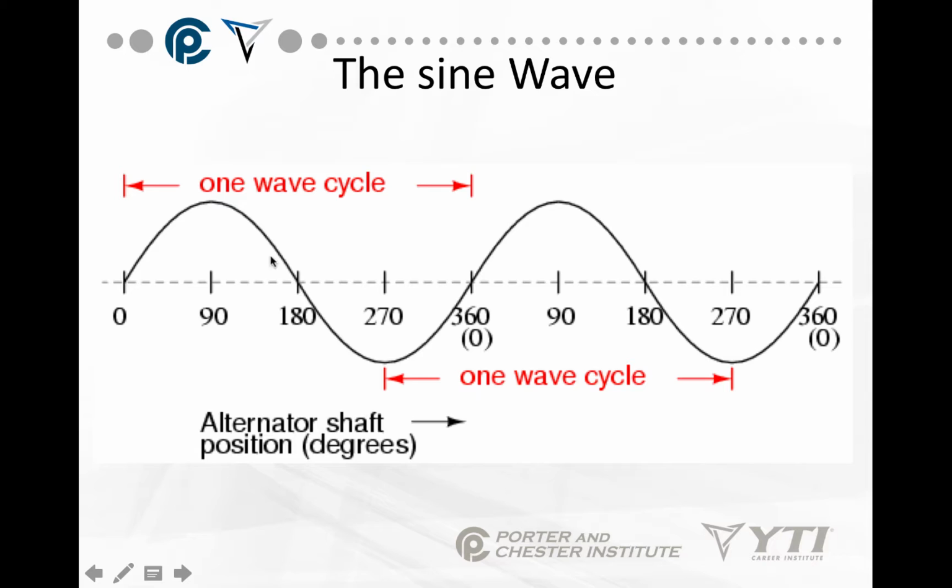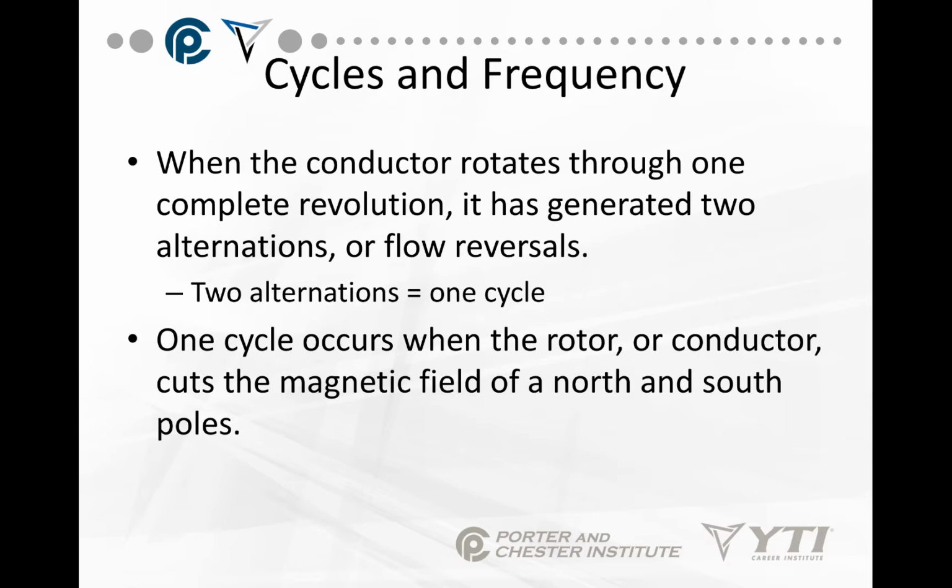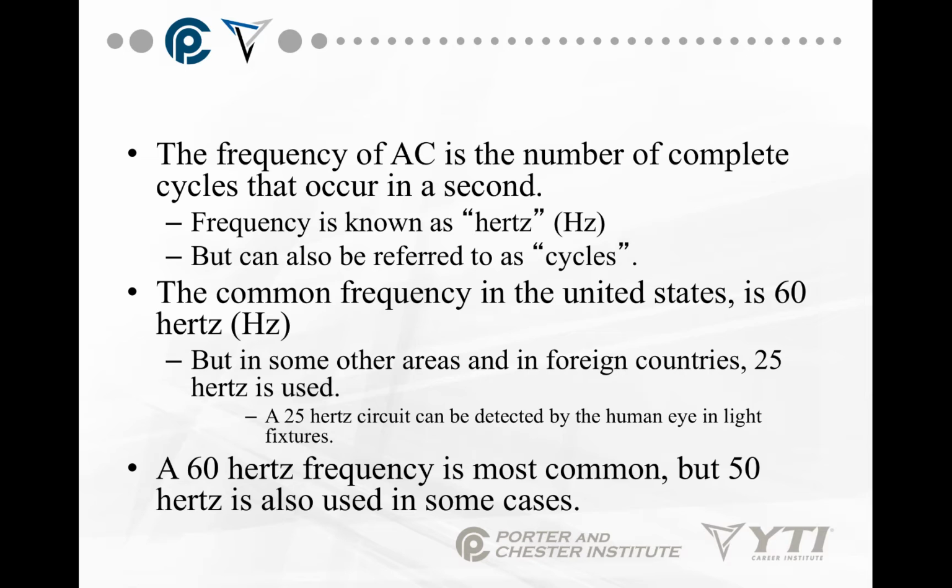However, again, this 0 to 360 happens 60 times a second. And the measurement of that is hertz, H-E-R-T-Z. So when the conductor rotates through one complete revolution, it has generated two alternations or flow reversals. That's one cycle. One cycle occurs when the rotor or conductor cuts the magnetic field of a north and south pole of the magnet. The frequency of alternating current is the number of complete cycles that occur in a second. That frequency, as I mentioned, is known as hertz, H-E-R-T-Z, or shorthand, capital H, lowercase z.